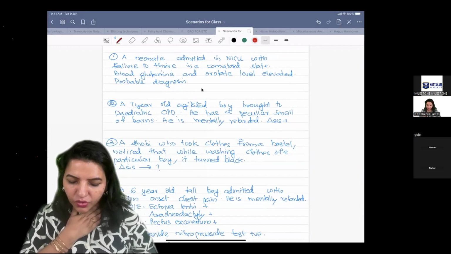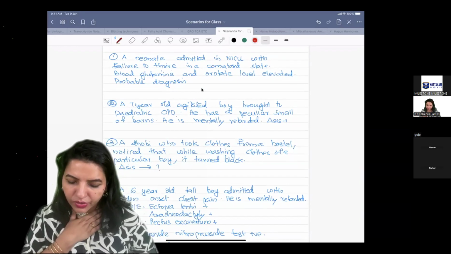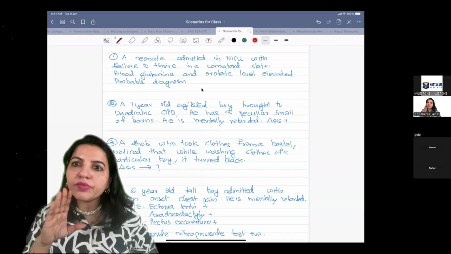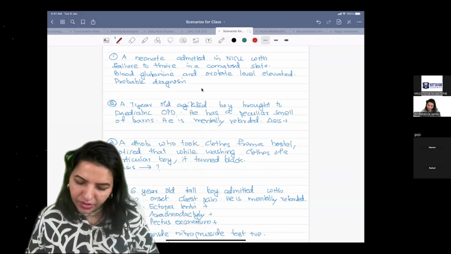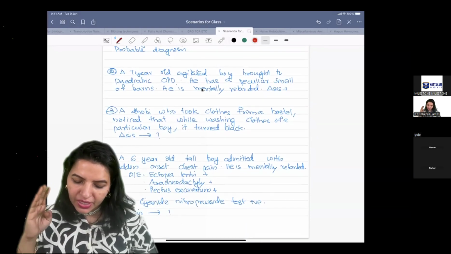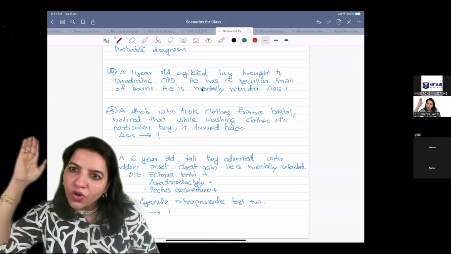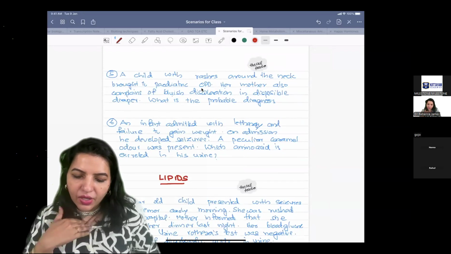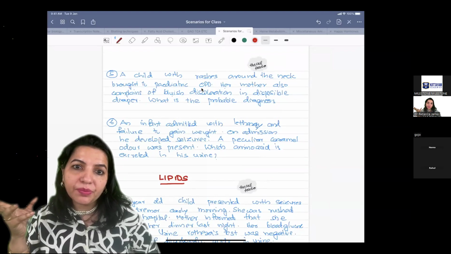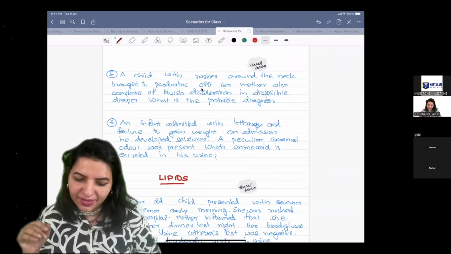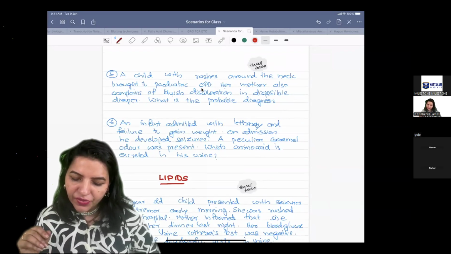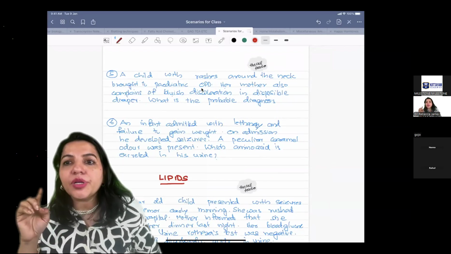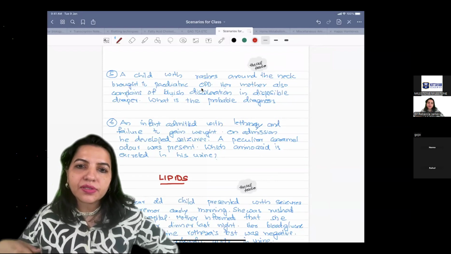Okay. A dhobi who took clothes from a hostel noticed the washing clothes turned black in color: alkaptonuria. Tall boy admitted with sudden onset chest pain. Chest pain and tall, that itself means homocystinuria. Rashes around the neck. Her mother also complains of bluish discoloration of the diaper. That is Hartnup's disease. Lethargy, failure to gain weight on admission. He develops seizures. Caramel odor. Caramel is maple syrup urine disease.